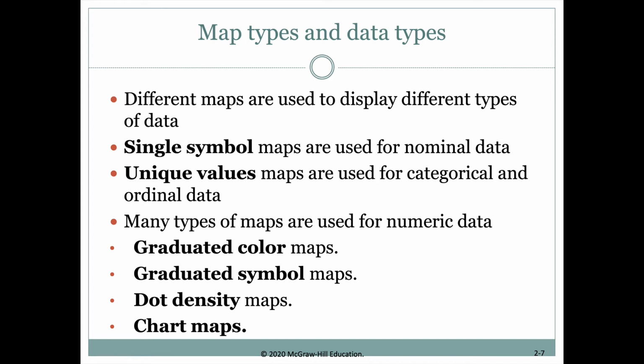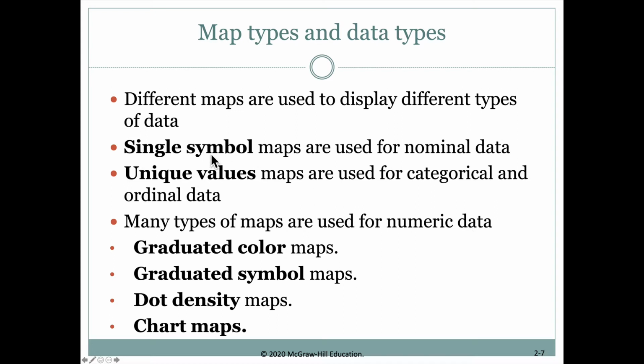Different types of maps and different types of data associated with these maps. In general, these are called nominal data, ordinal data, and then these two numeric types of data, which would be interval and ratio.